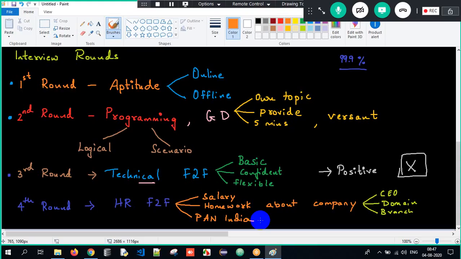So these are the various interview rounds. Majority of the time it would happen like this. First, aptitude, which might happen online or offline. Second, the programming round, a programming execution round, which might be logical and scenario based. Then the GD round, group discussion. They might have their own topic or give a topic; you get 5 minutes to think about it and talk. Then the Versant round; due to this pandemic, we might have this telephonic round as well.